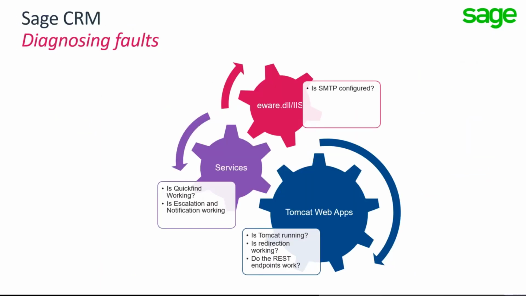But what we've seen so far is that there are several key moving parts within Sage CRM, each responsible for enabling different components. This is very much a hybrid architecture, and that means we need to consider the configuration of the core eWare DLL, perhaps when investigating issues for things like email. The services need to be considered as well. These manage the quick find and escalation rules. And then there's also the Tomcat web apps that are the basis of many of the features such as the dashboard and import and export, etc.